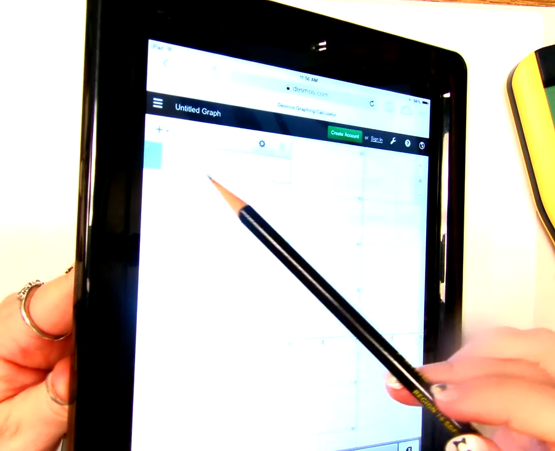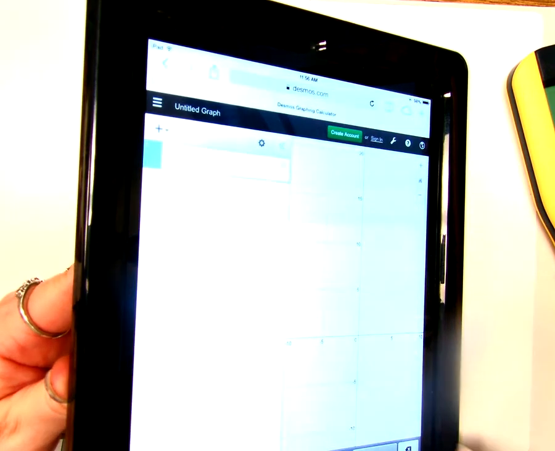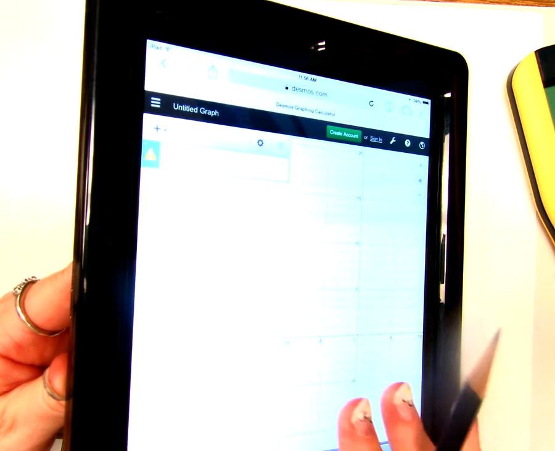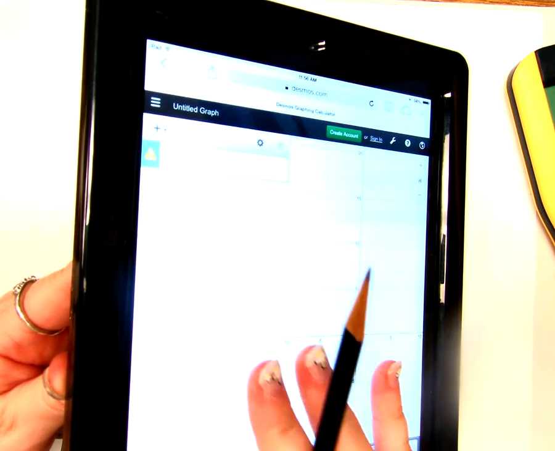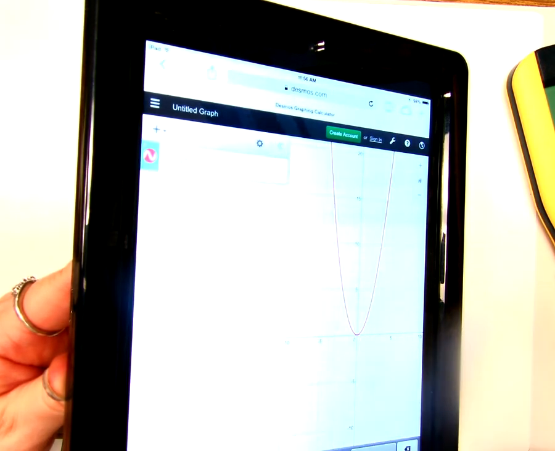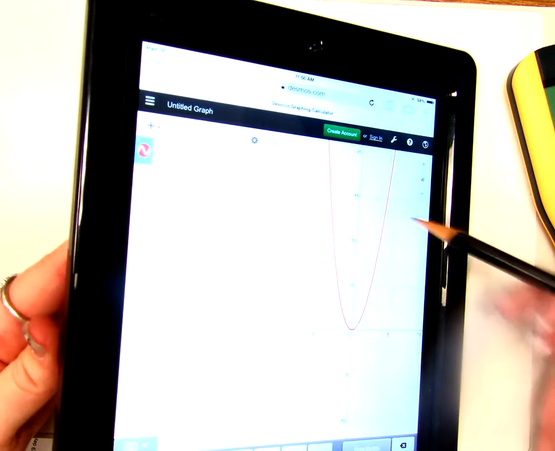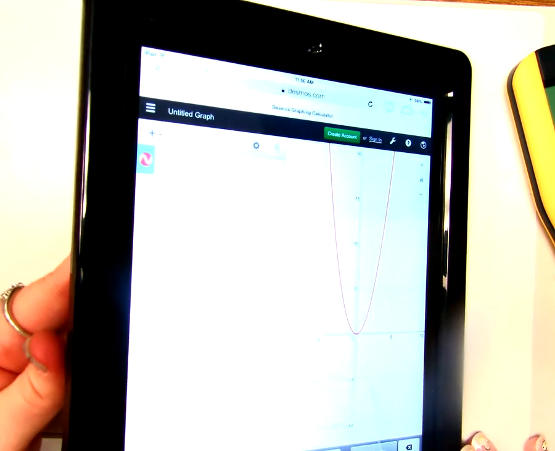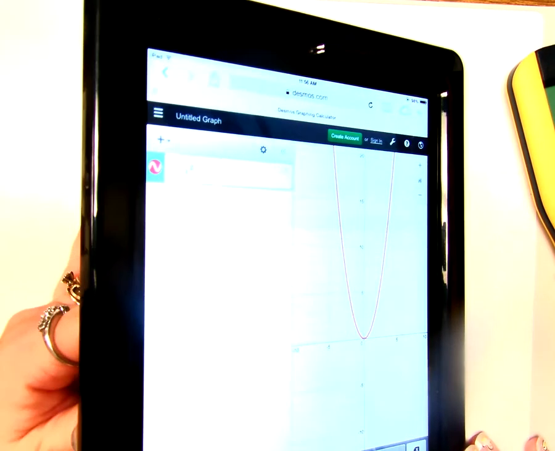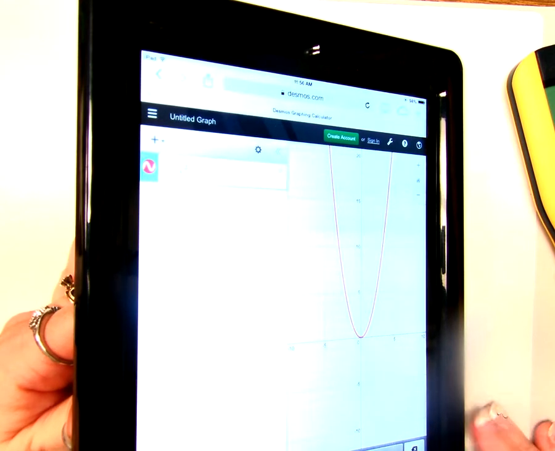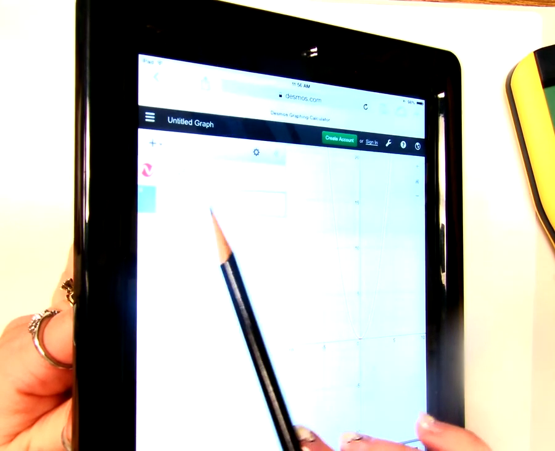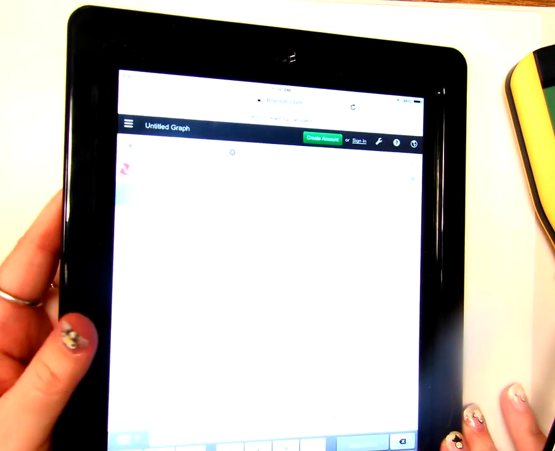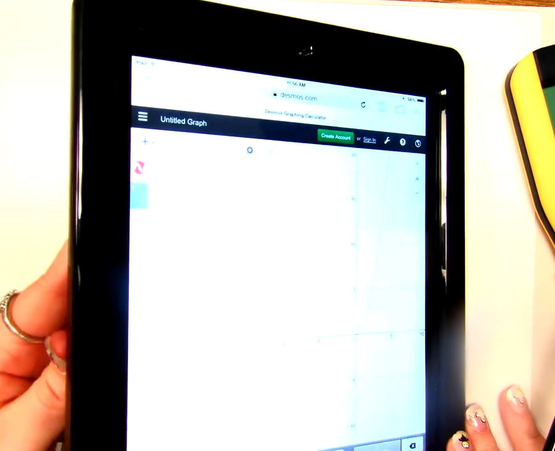You see this place right up over here? If I put in y equals x squared, can you see this? Can you see that graph? It graphed it for you. And then if I press enter, it'll give me a new line to enter a new function. Okay? Everybody okay with that?